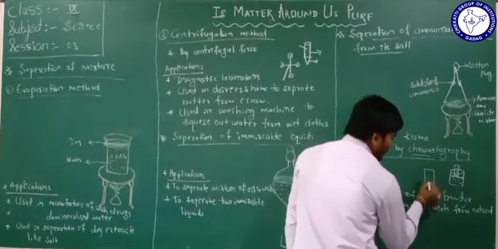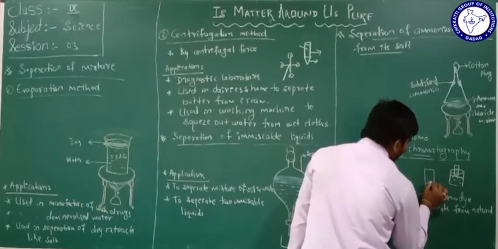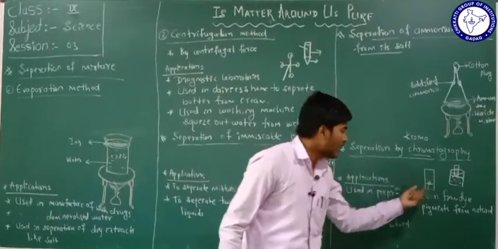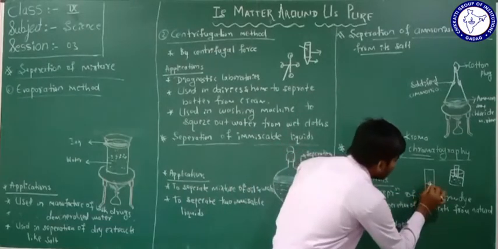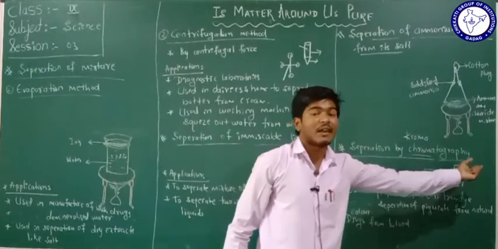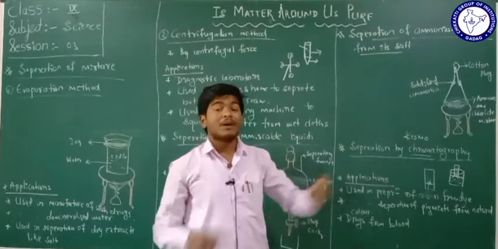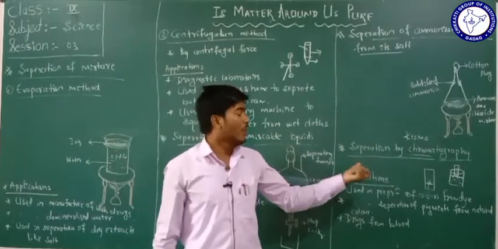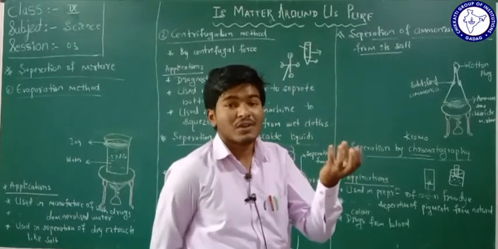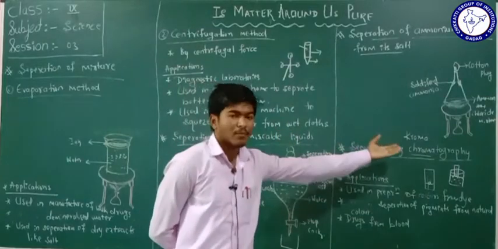It will be dissolved in the water, mixed with the water, and move towards the other end. You have clearly observed that ink droplets move towards the other end of the strip with the help of the mobile phase, which is water. By using this process, we are going to separate the inks, the ink dyes which dissolve in the water. So it is another method, called chromatography.